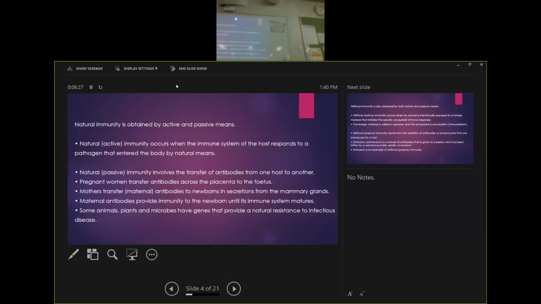Some animals, plants, and things do have genes that provide some sort of natural resistance to disease also. So a lot of dogs, for example, can't get human diseases, and certain animals can't get certain diseases. They might just have some natural resistance. That's sort of also another idea of natural passive immunity.